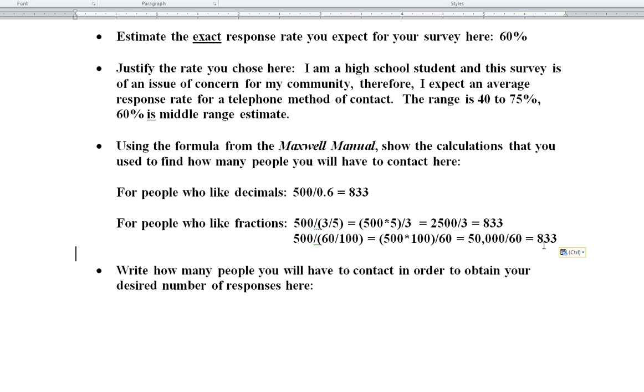Once you've done this calculation, you should get a number like 833. And that would be the answer for the last part of 4.3c. So how many people do you have to contact in order to obtain your desired responses? Well, this is not necessarily true, but this is an implied number based upon your chosen response rate and the number of people you want to contact.